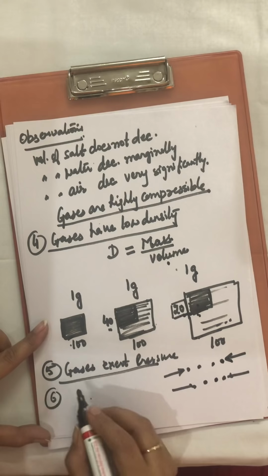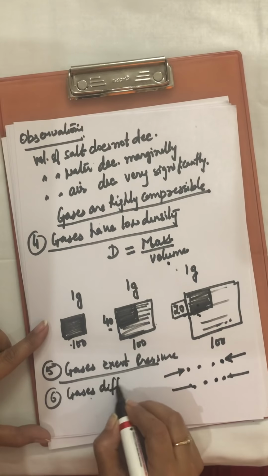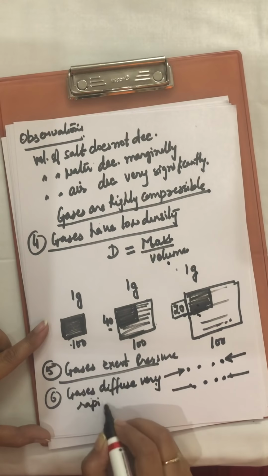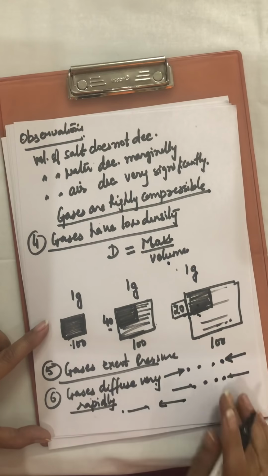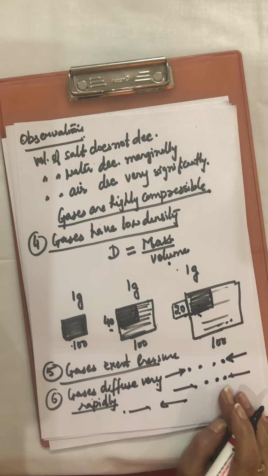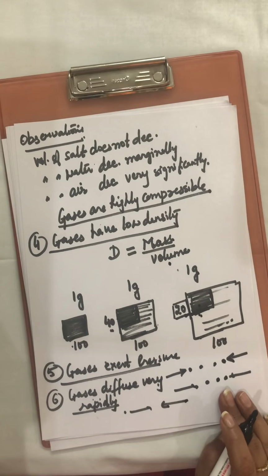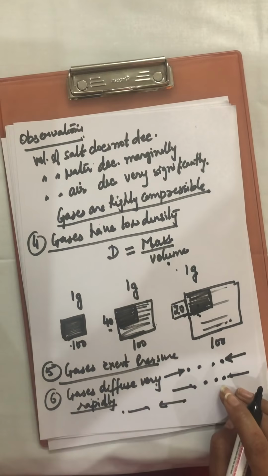Last property of gases is gases diffuse. They mix very rapidly. Why can gases move into each other easily? Because the particles are far apart, the forces of attraction between them are very weak. So the particles can easily move and mix into each other. That is why diffusion is very fast in the case of gases.